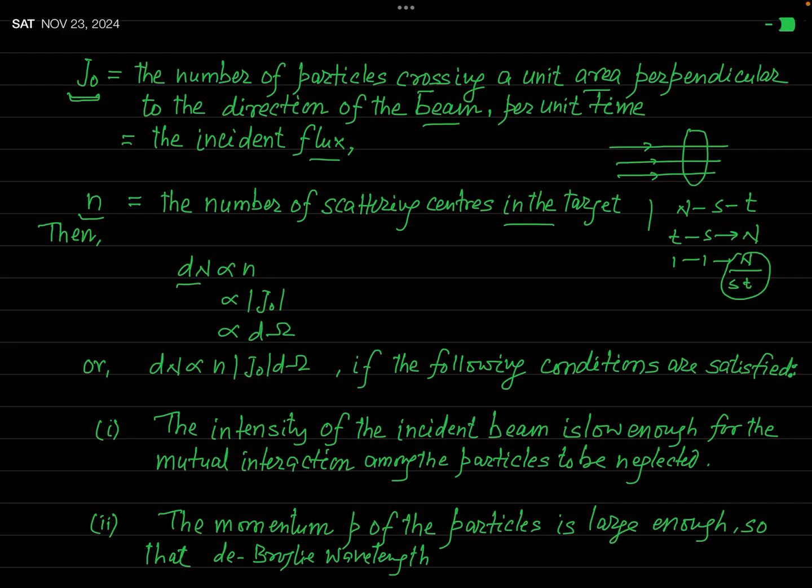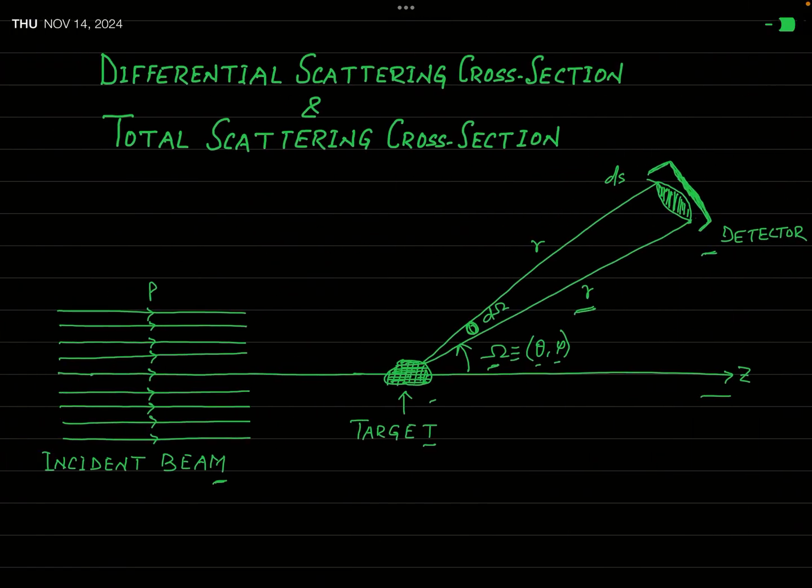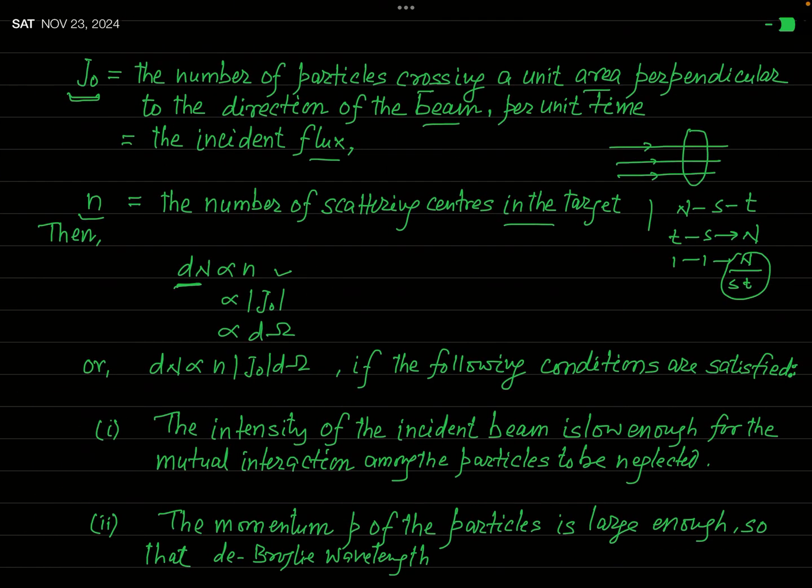This dn will be proportional to n. You can also say that this is the number of scattered particles in the direction omega, because the detector is oriented in direction omega from the incident direction. So dn represents the number of scattered particles in direction omega. As the number of scattering centers becomes large, it is obvious the number of scattered particles will also be large.